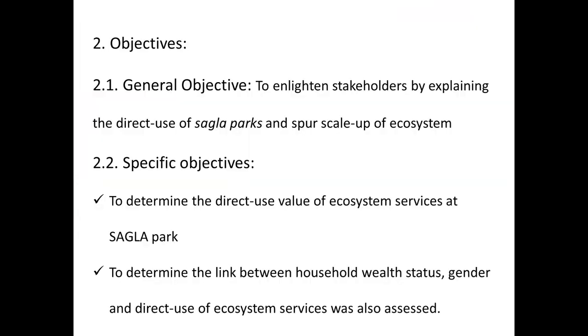The objective of our study was to enlighten stakeholders by explaining the direct use of Sagla Parks and spur adoption or scale up of these ecosystems. Under specific objectives, we determined the direct use values, and we determined the link between household wealth status, gender, and direct use of ecosystem services of these ecosystems.